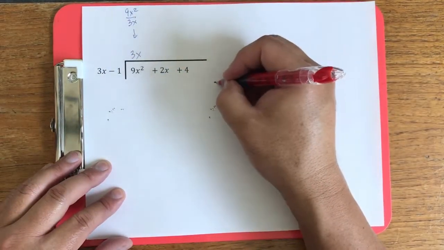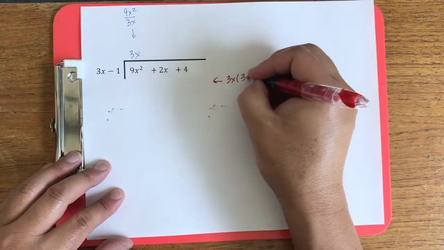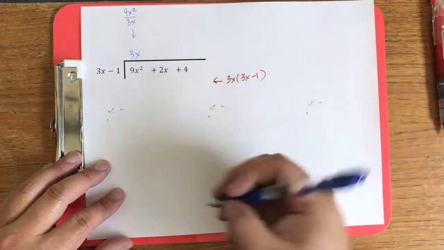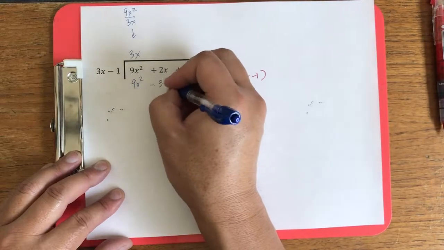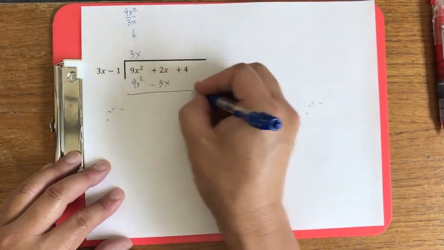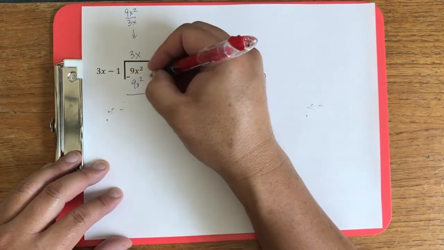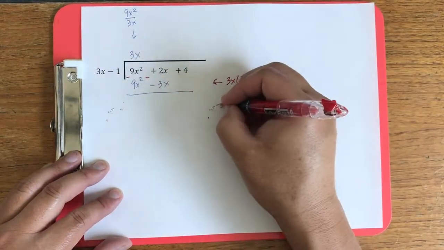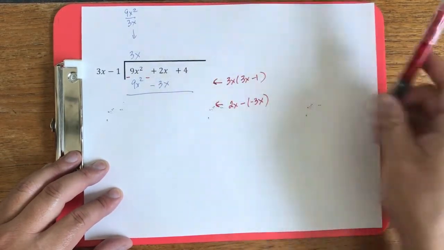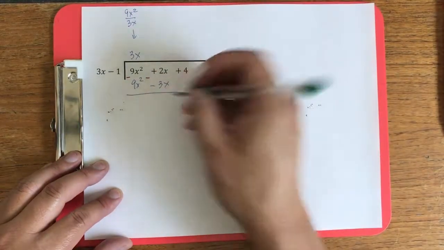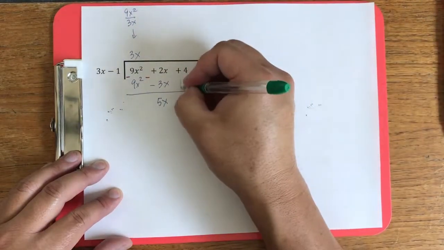So what goes on this line is this times that. 3x times 3x minus 1, and that'll give me 9x squared minus 3x. And we'll know that we've done the right thing because that first column will cancel out. So let's subtract these two columns. And then on this line, we'll get 2x minus a minus 3x. So that should give me 5x. And then bring down the next column.